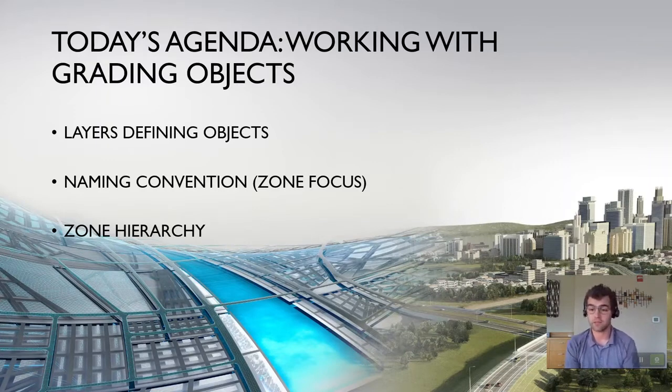Second thing, naming convention. It sounds pretty simple, but give it a name that's unique to that specific object. One thing you'll see is that in grading optimization, things get combined into a zone. A parking lot and a sidewalk are different grading objects in Civil 3D. In grading optimization, that's considered a zone, and there's a hierarchy involved. This takes me to my third point.